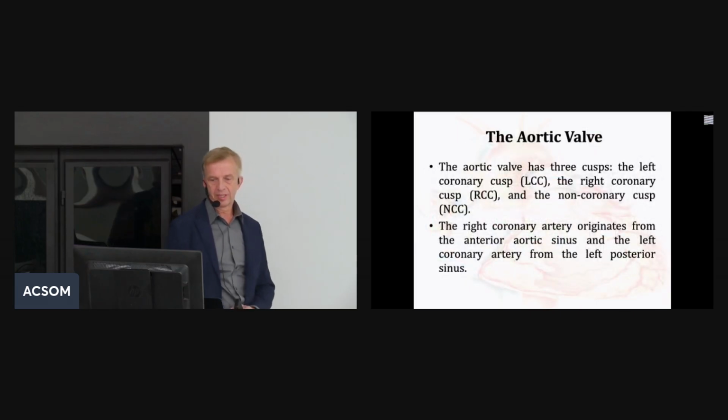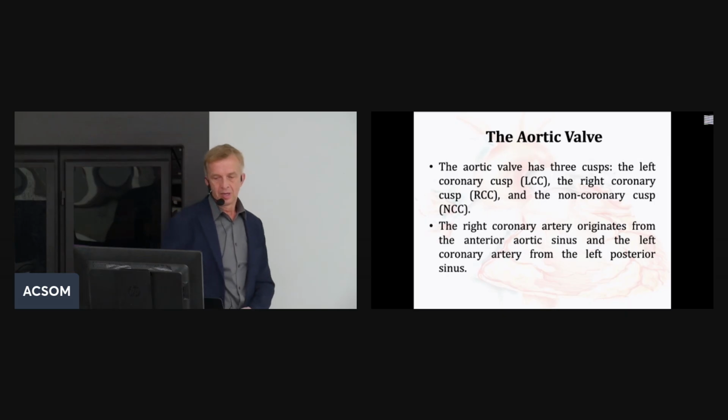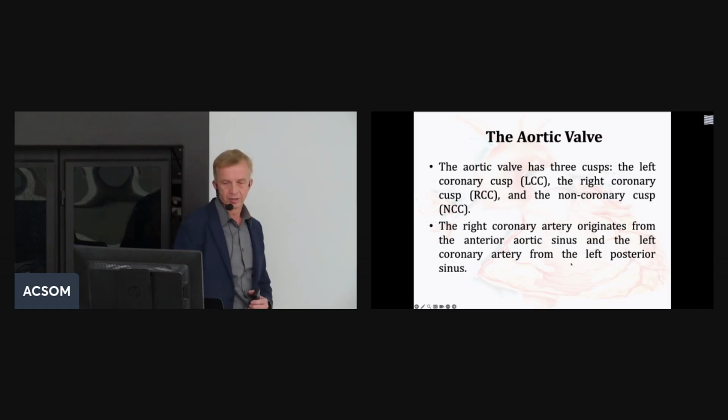We'll talk about the aortic valve, which is the fourth valve in the heart, between the left ventricle and aorta. The importance of the valve: there are three cusps, and in the right and left coronary cusp, there are coronary arteries which carry the blood supply to the cardiac muscle. So the right coronary artery originates in the anterior aortic sinus. The left coronary artery originates in the left posterior aortic sinus.